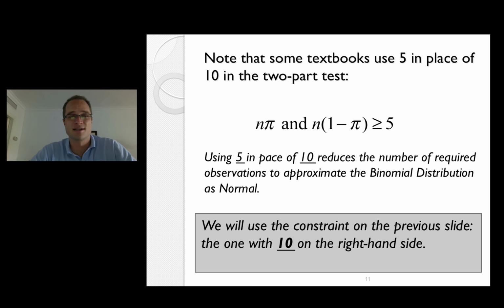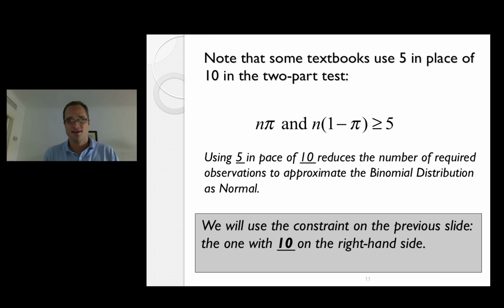I do want to note that some textbooks use 5 in place of 10 in the two-part test. Depending on which textbook you're using, n times pi and n times 1 minus pi, or q, may only need to satisfy a constraint of 5 on the right-hand side. And what this does, and maybe it's not obvious at first, but when you think about it, it should be, using 5 in place of 10 is less conservative because it reduces the number of required observations or required trials to approximate the binomial distribution as normal.